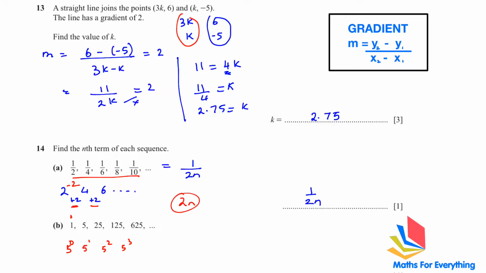This term is 1, but we have a 0 here. This is 2. We have a 1 here. Therefore, our nth term is 5 to the power of n minus 1.